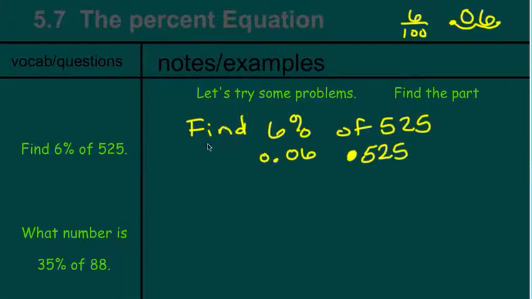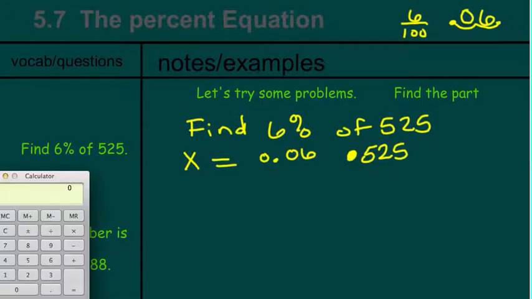And find means what is. If I have to find something, I need to know where it is. In this case, I want to know what is. What, I don't know, is means equals this. Well, sweet. All we have to do is multiply. It's telling me x is 0.06 times 525.